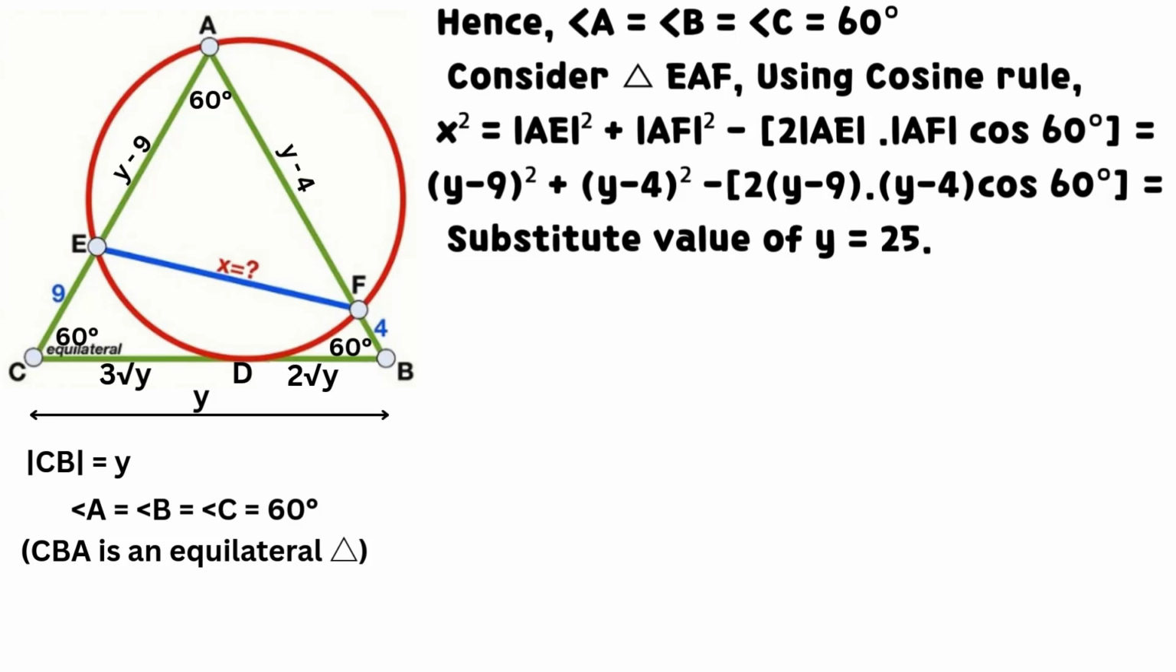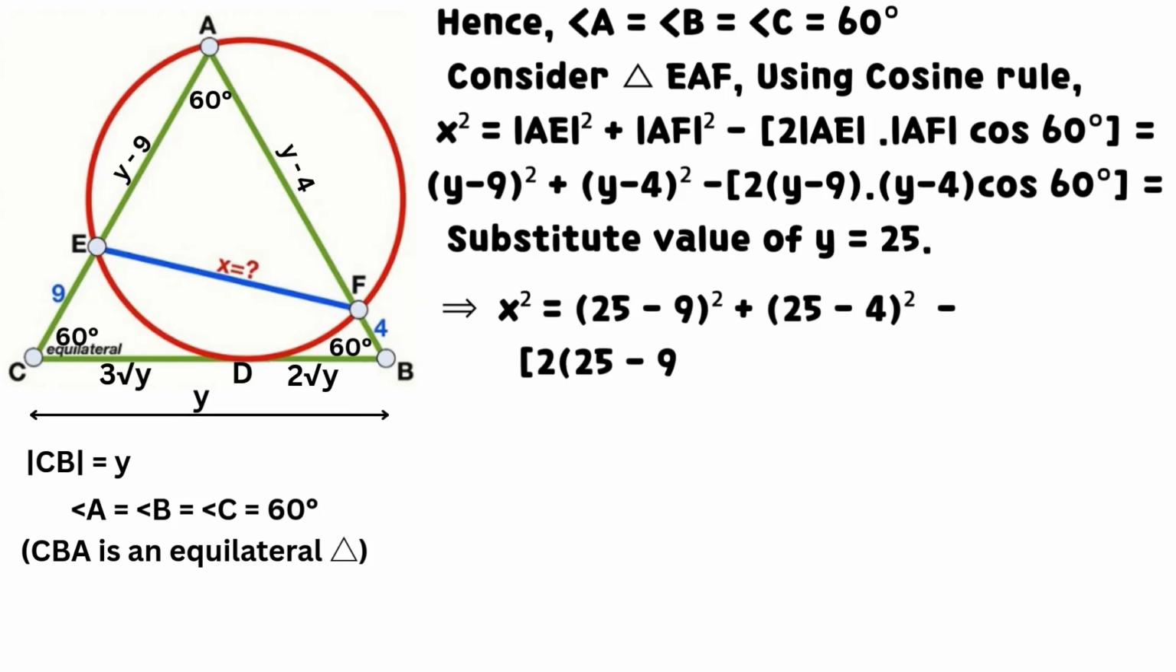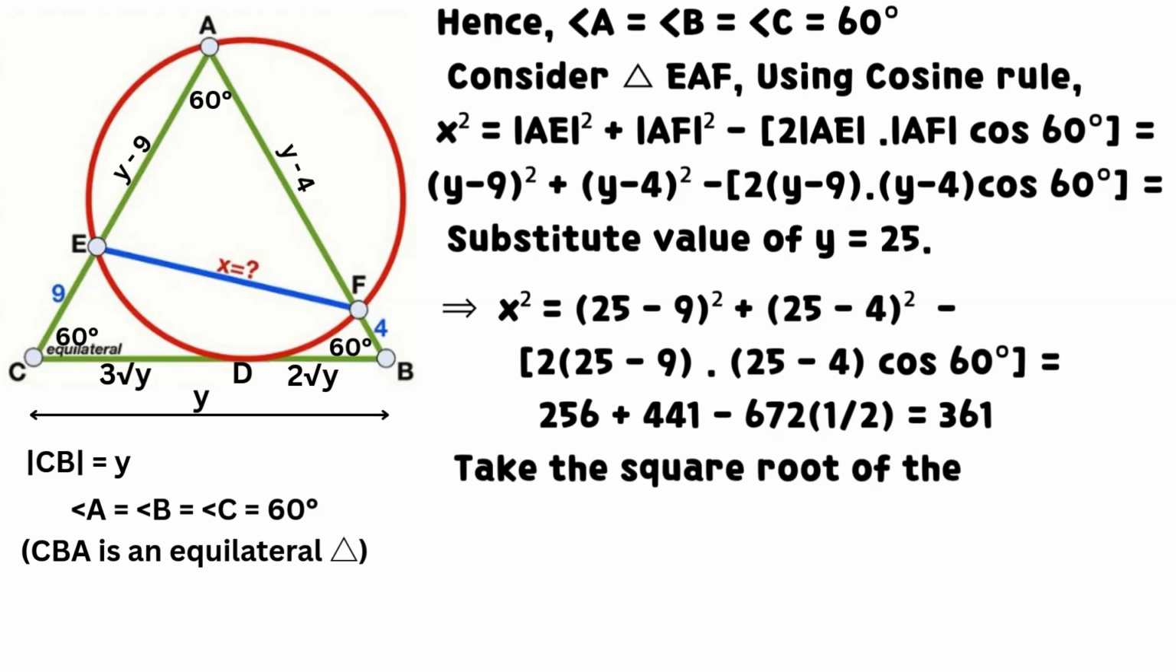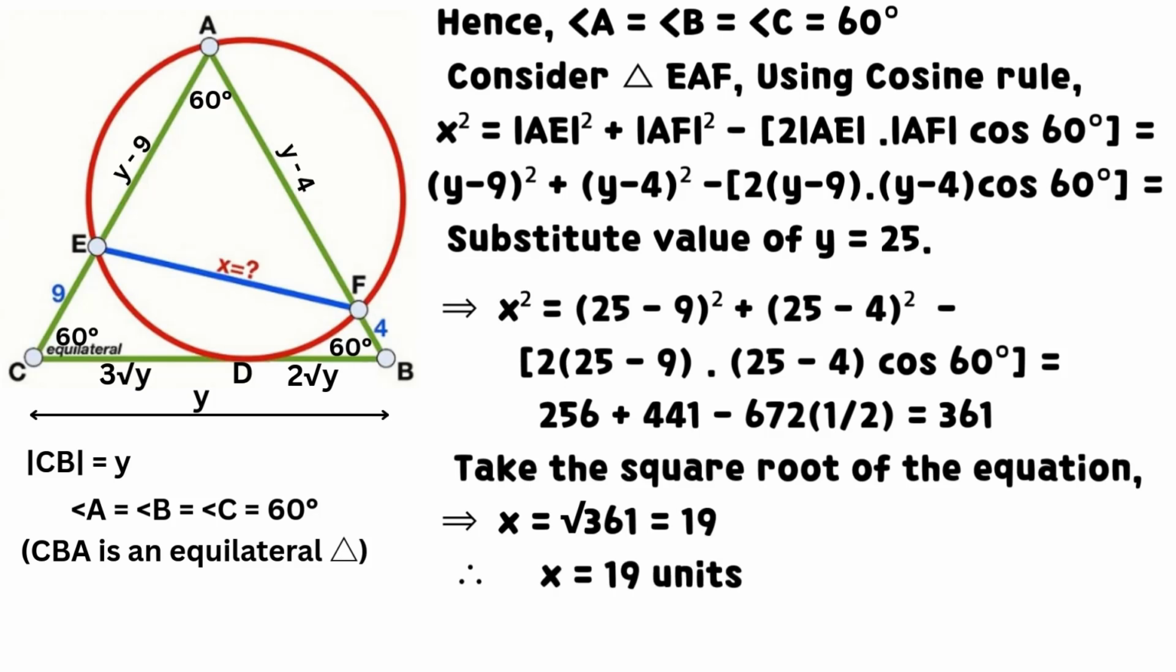Hence, substitute the value of y equals 25 that we obtained. It follows that the square of x equals the sum of, in bracket, 25 minus 9, bracket close, and in bracket 25 minus 4, bracket close, minus 2 times the product of, in bracket, 25 minus 9, bracket close, and in bracket, 25 minus 4, bracket close, multiplied by cosine 60 degrees.